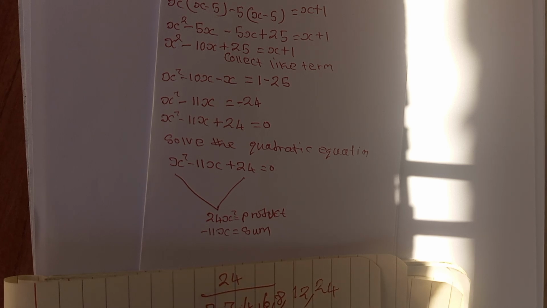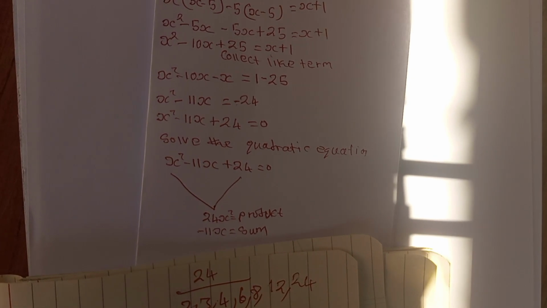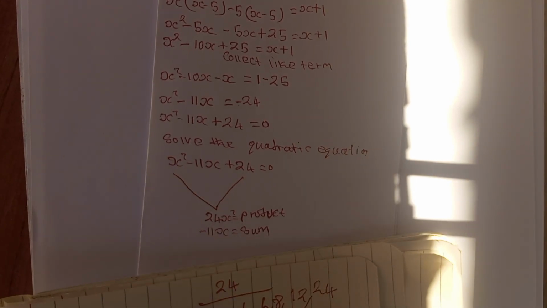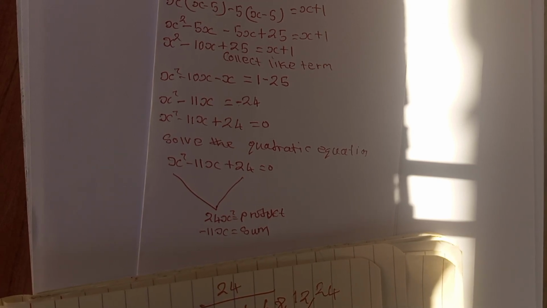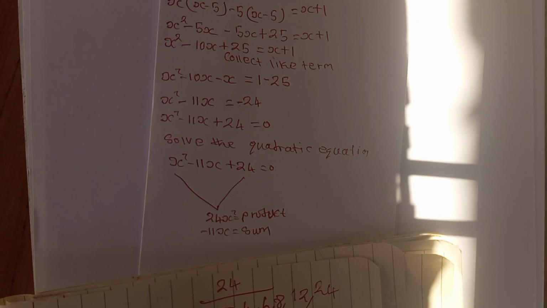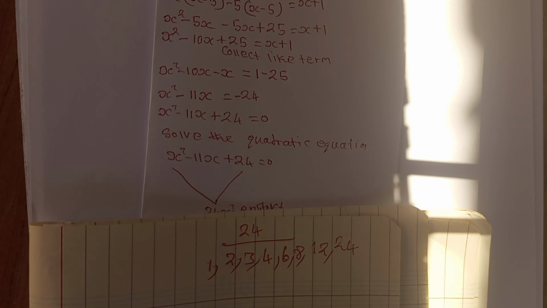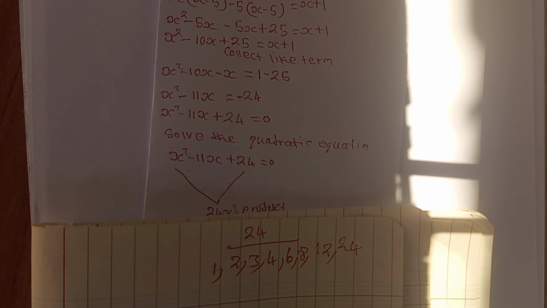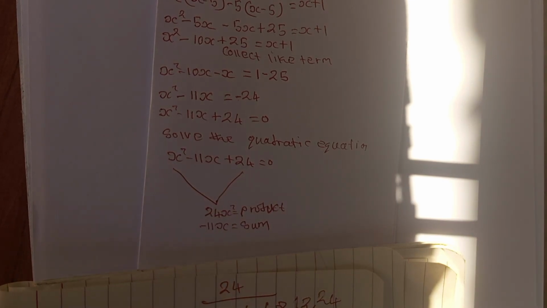Multiply 2 times 12. 2 times 12 is 24. So we have 2 and 12. Now which sign are we supposed to put so that we can get 11? If we put plus and plus, we are going to get 14. That is not 14, it's 11. If we put plus or minus, you are going to get minus 10. It's not minus 10, meaning forget about it, okay?